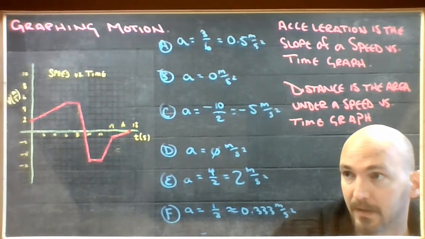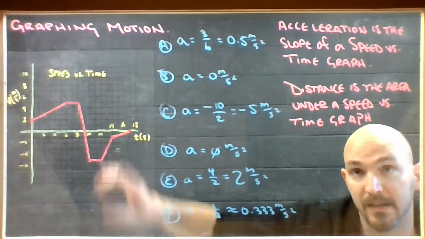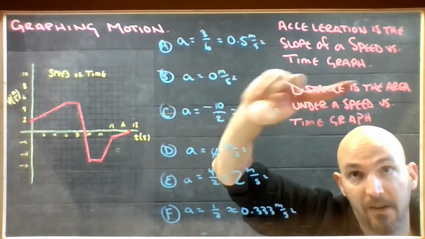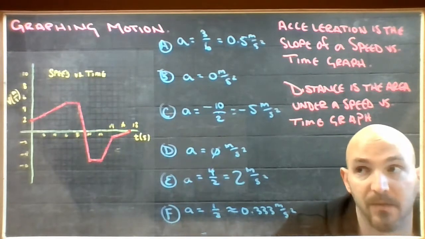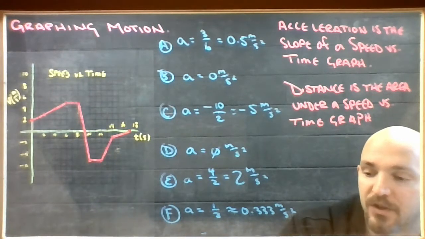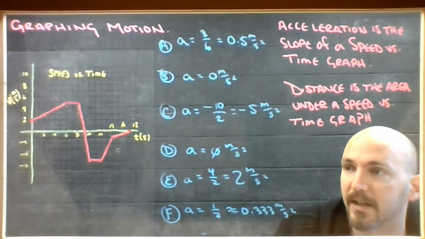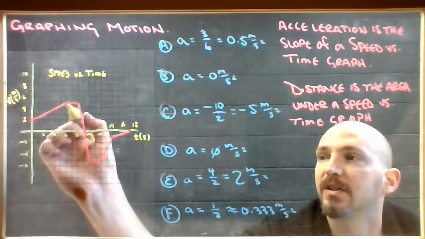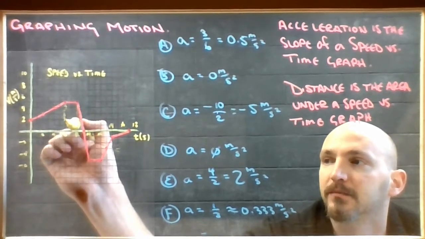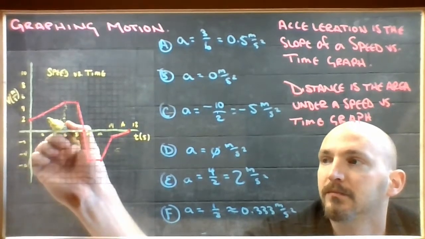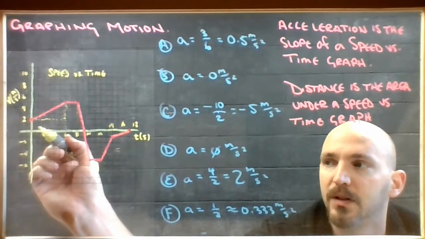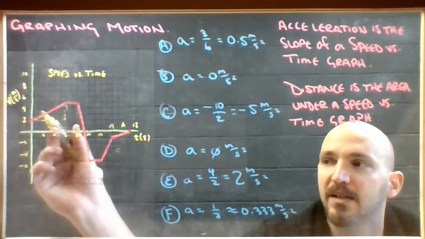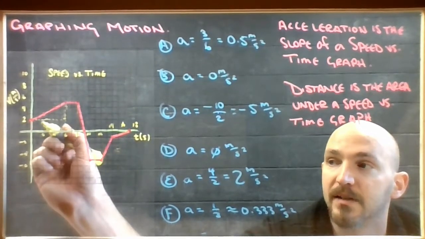All right. So on to the distance, which you'll see from here, is the area under, or in this case, over a speed versus time graph. We're going to have to cut everything into triangles and rectangles. So first section ends here. I have a rectangle that is 2 high and 1, 2, 3, 4, 5, 6 wide. 2 times 6 is 12.